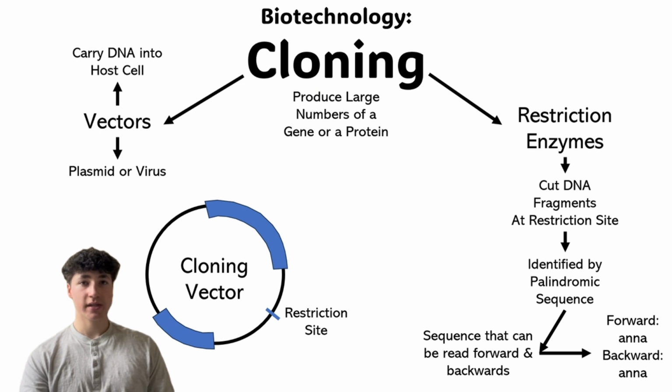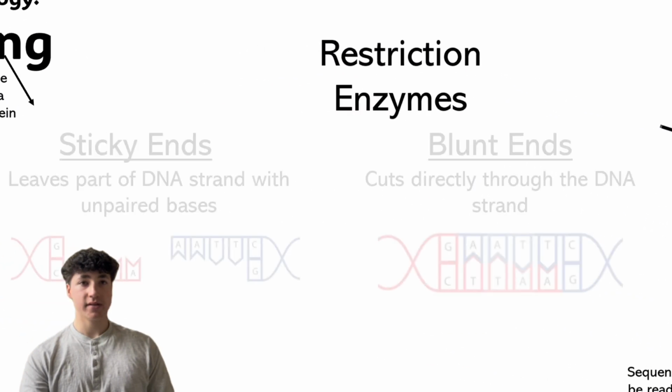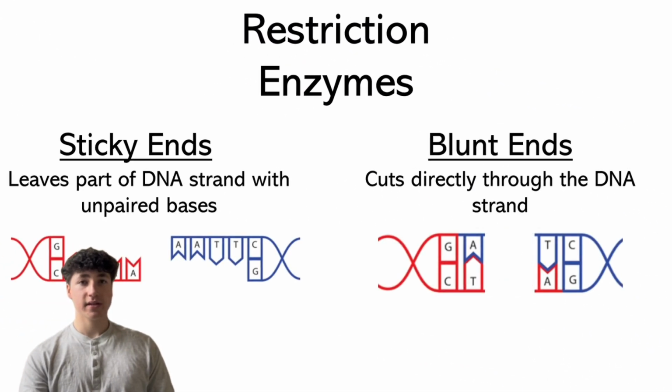The restriction enzymes won't always cut directly through like scissors. As you can see here, the process can result in either sticky ends, where it leaves part of the strand cut with unpaired bases, or blunt ends, where it cuts directly through, or essentially a clean cut. If a restriction enzyme cuts in the middle of a gene, the gene won't be able to function.